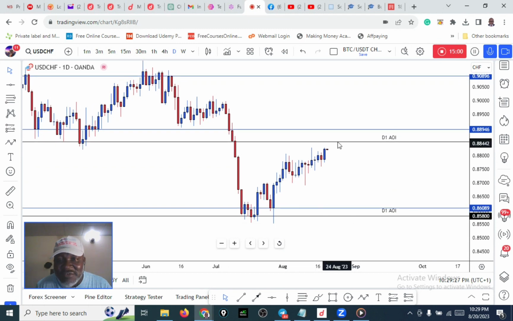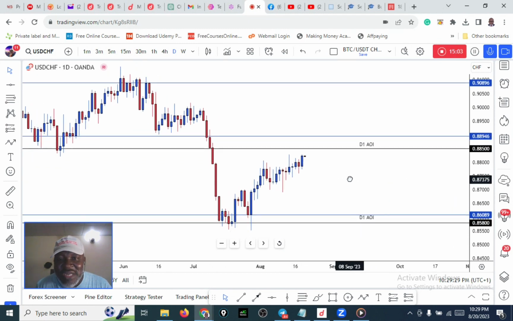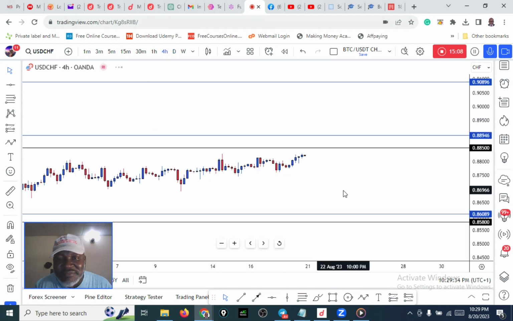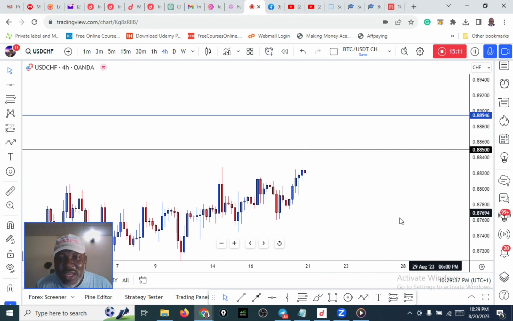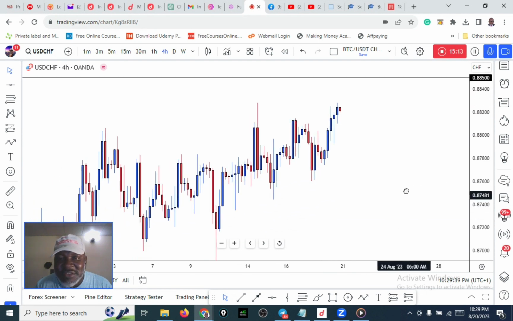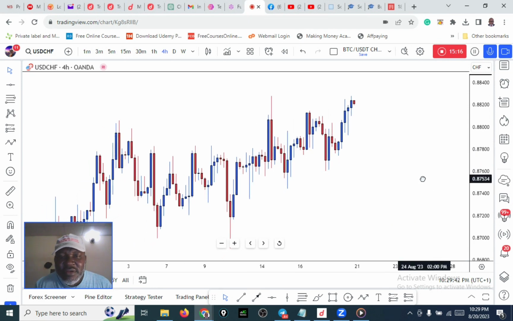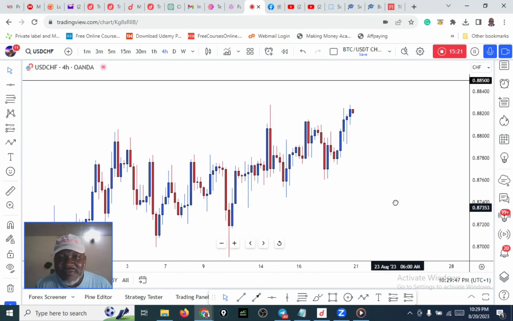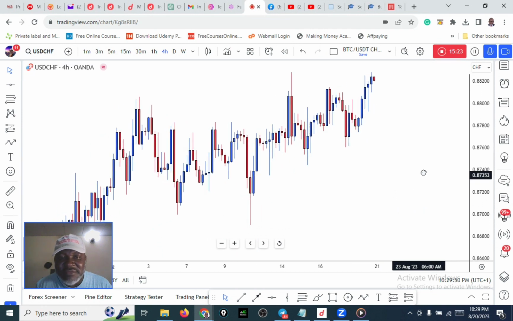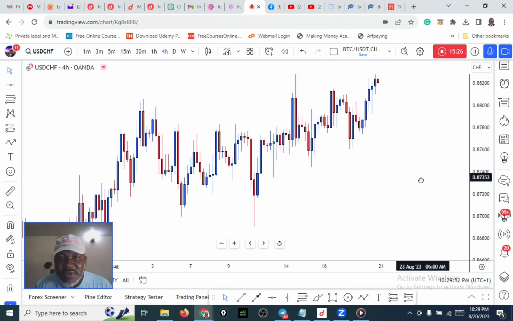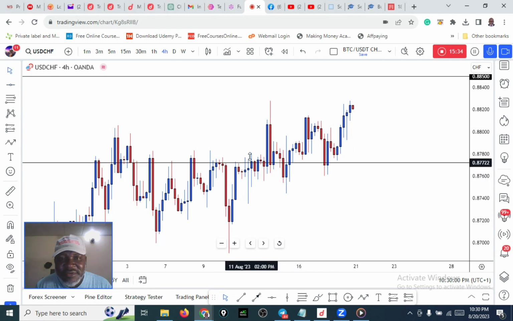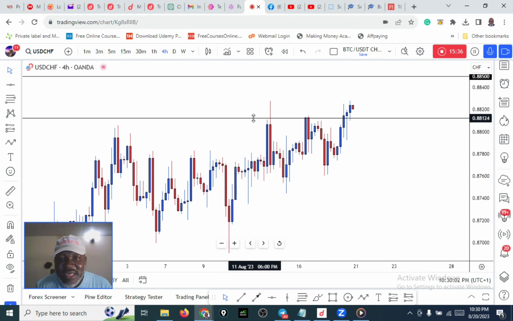These other levels are okay for us. So let's look at the 4-hour time frame. Now, what is the 4-hour time frame telling us? Let me look at the 4-hour time frame levels.